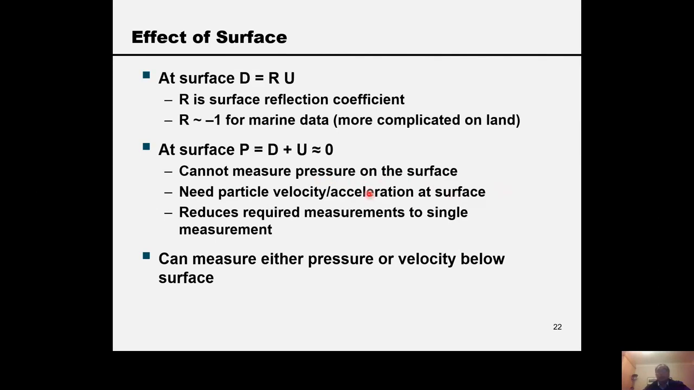However, for land seismic, it's difficult to put the receiver down into the near surface, so most likely we need to record the particle velocities. If we can put the receivers below the surface, we can measure either pressure or particle velocity below the surface.